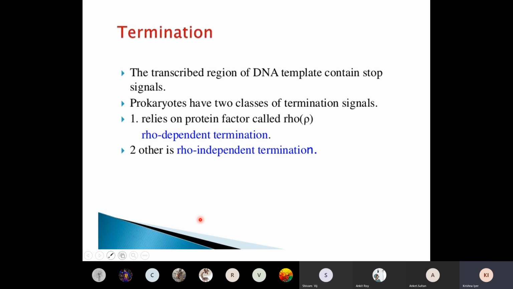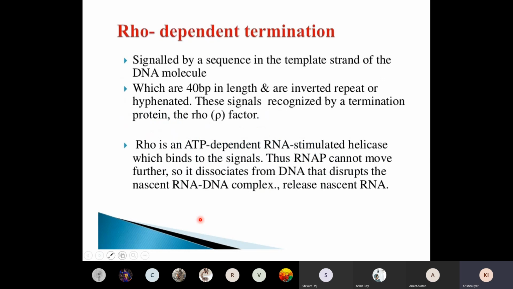One relies on this protein called Rho, which is called Rho dependent termination, and the other is independent of the requirement for this protein Rho, which is called Rho independent termination. Okay. Now, what are these two? Now see what happens.